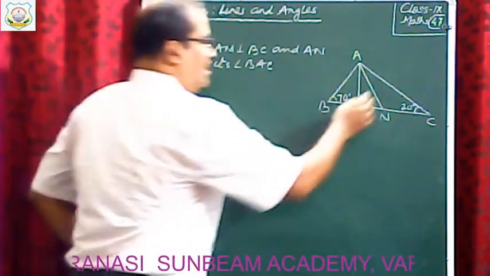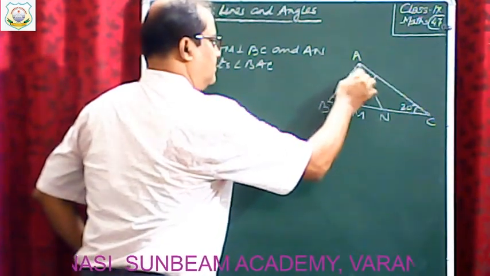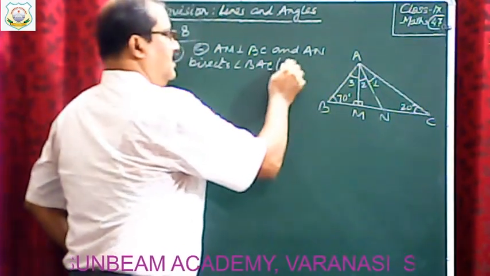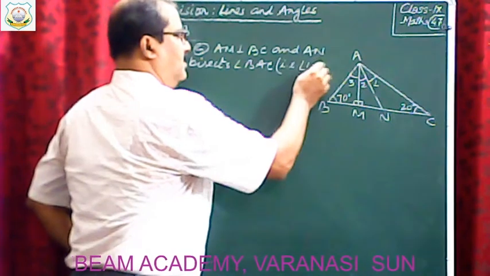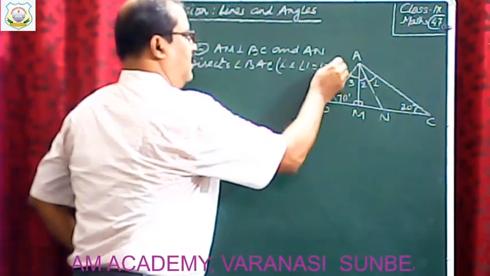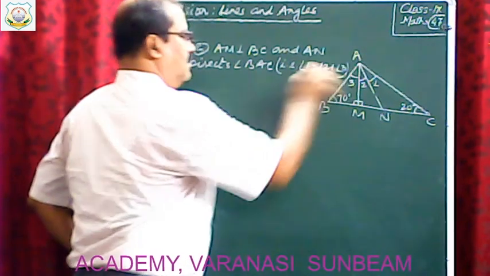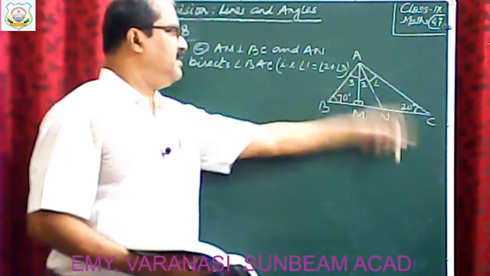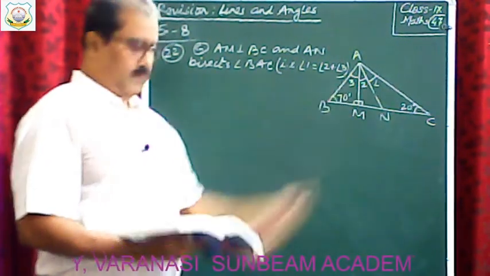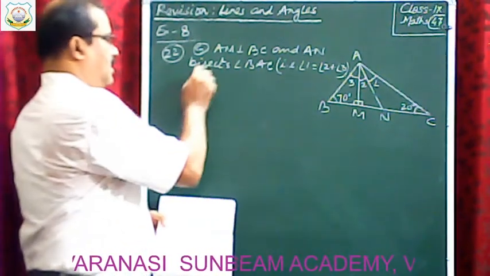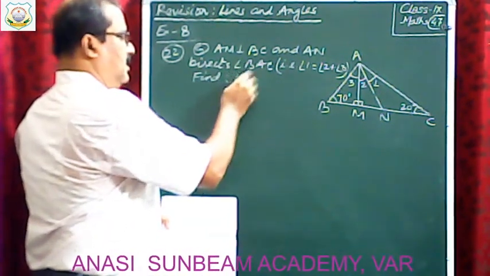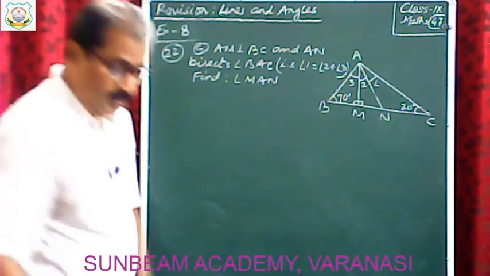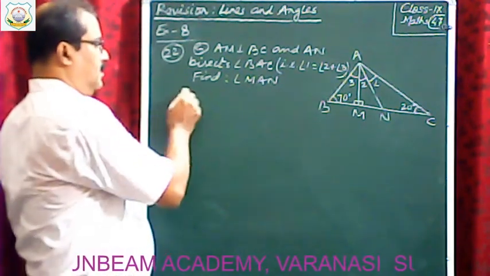Means what? Then we can say that angle 1 equals angle 2 plus angle 3. AN bisector of angle BAC means angle 1 equals angle 2 plus angle 3. Find angle MAN. MAN we have to find out. Okay. Solution.